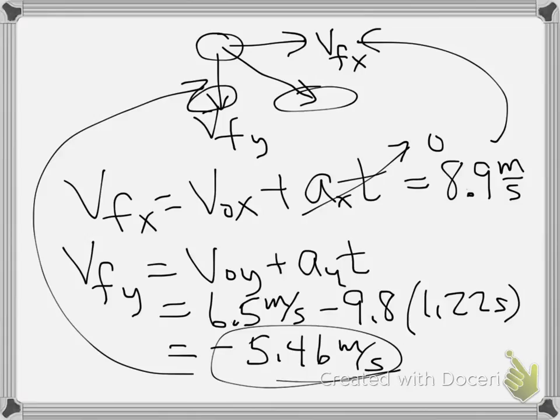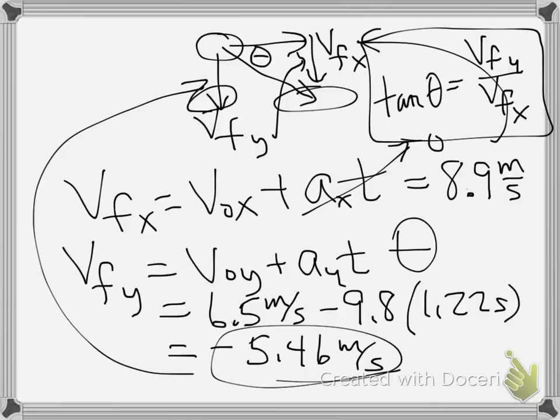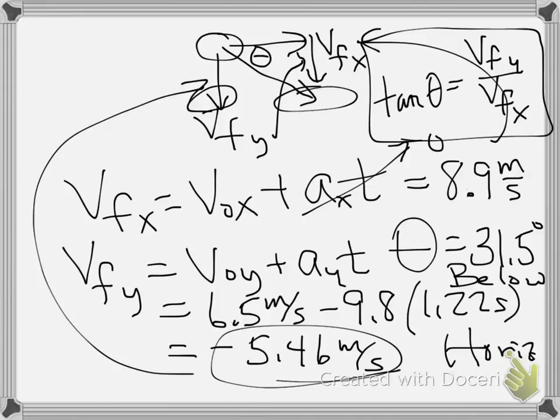So how do we find this angle? Let's solve for this one below horizontal. If you make your triangle, translate this V final in the y over to there. It looks like tan theta equals V final in the y divided by V final in the x, which if you do the math on that, theta is equal to about 31.5 degrees below horizontal. And there's your answer.